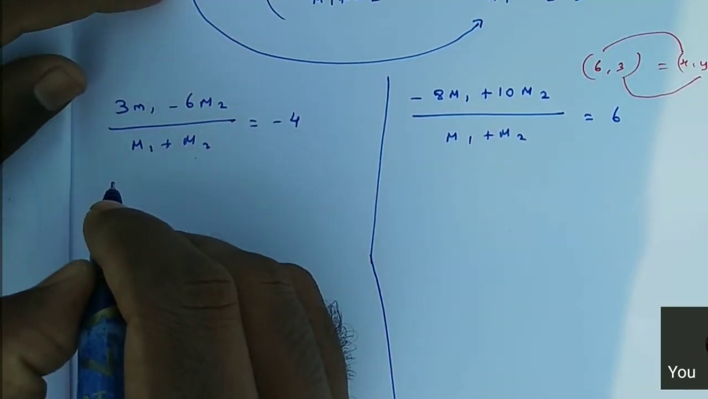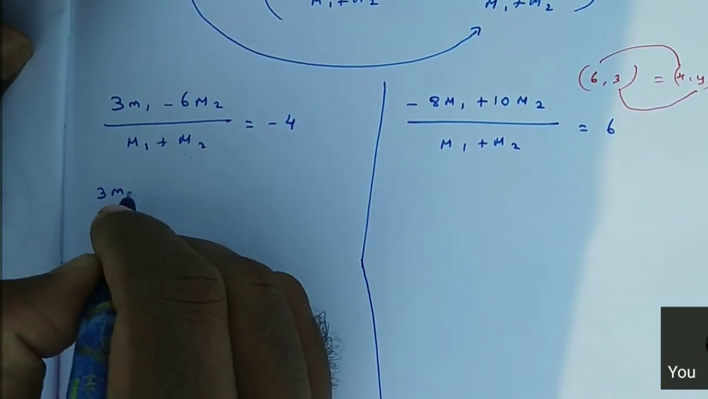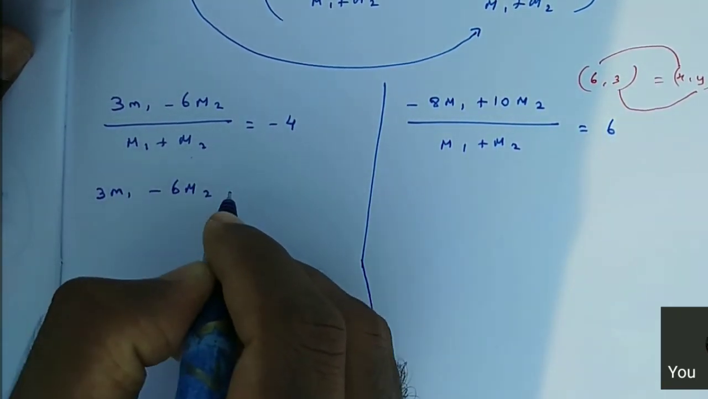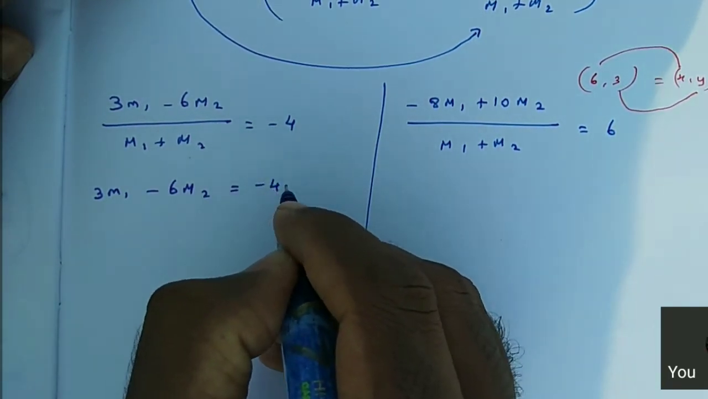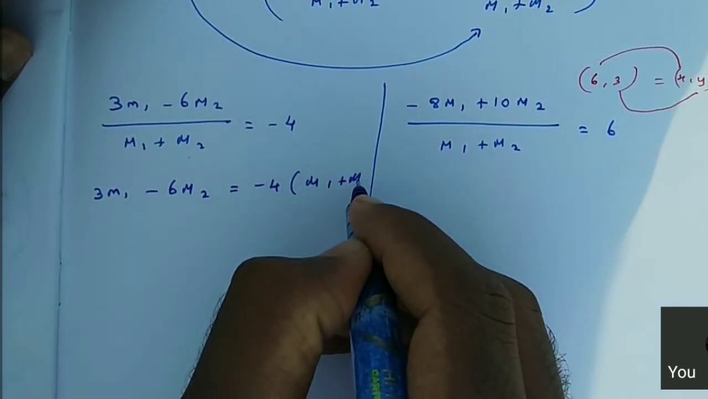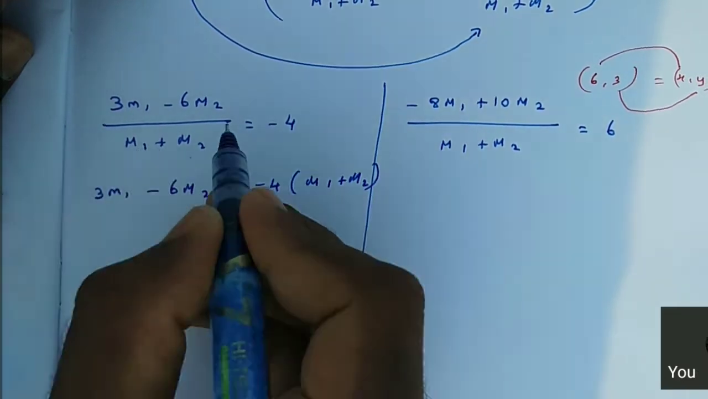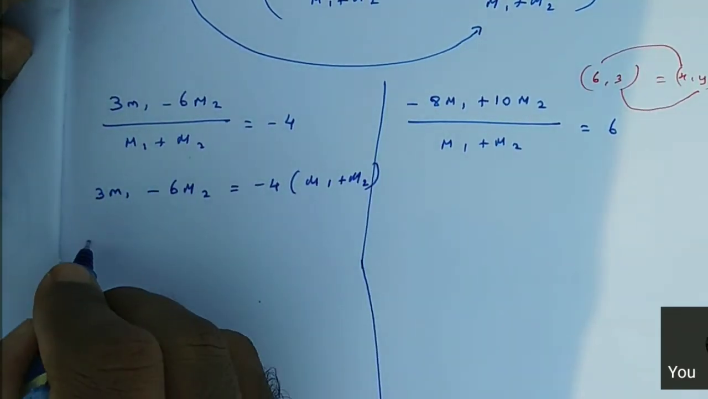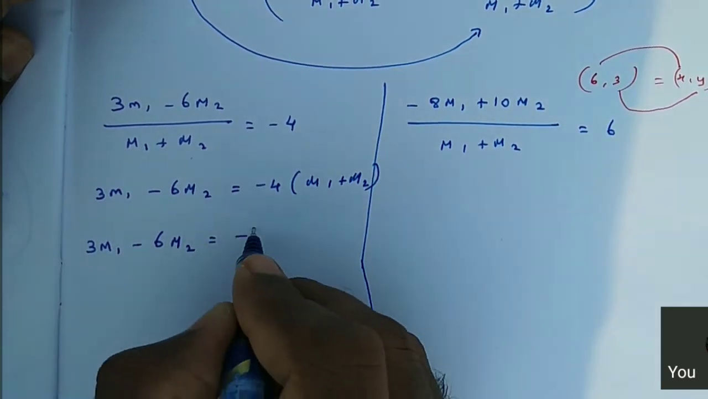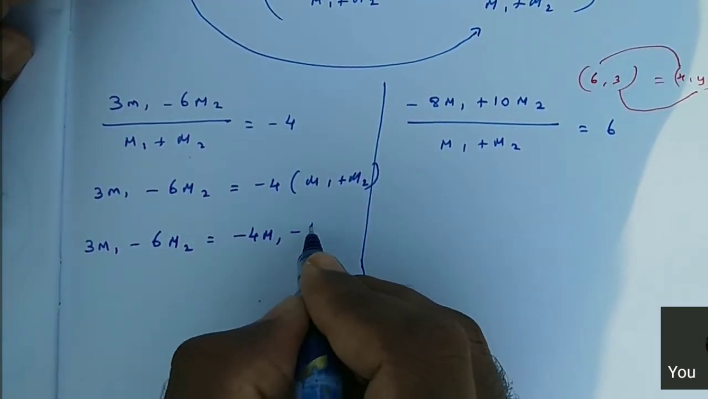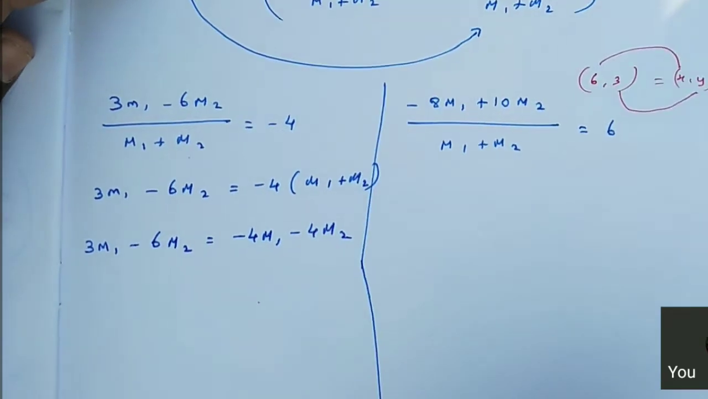Next, now we can simplify this. So 3m1 minus 6m2 equal to, now you can go with the cross multiplication, right? So minus 4 into m1 plus m2, right? It is in a multiplication divided form, so it becomes a multiplication. Then 3m1 minus 6m2 is equal to minus 4m1 minus 4m2.